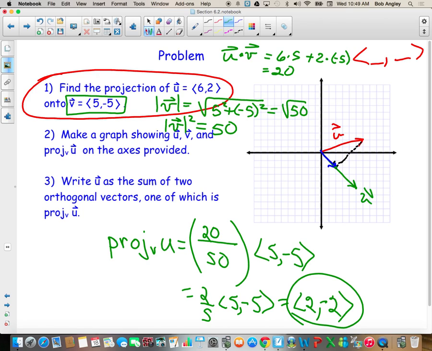Okay. All right. Now, everybody, if you look at number 2 where it says make a graph showing U, V, and the projection of U on the axis, that's what we have already right here. Now, right here in number 3, you understand that I've been making new tests this year, but there will be a problem like this on the test because it's one of the concepts that we're supposed to do.